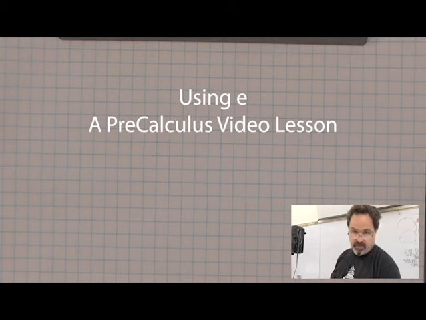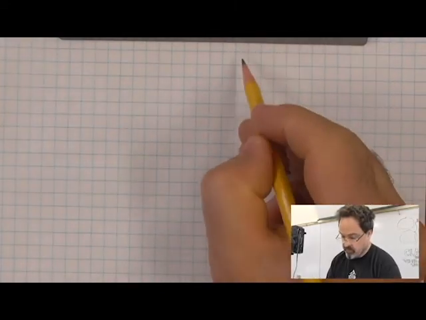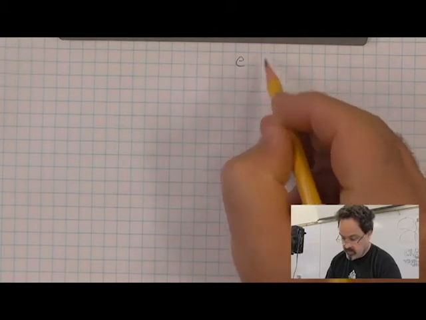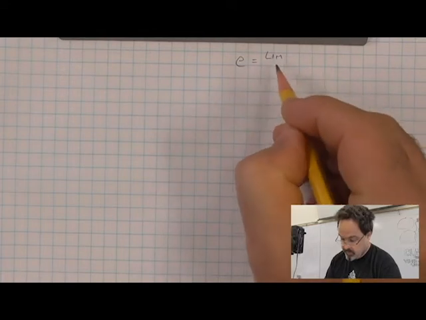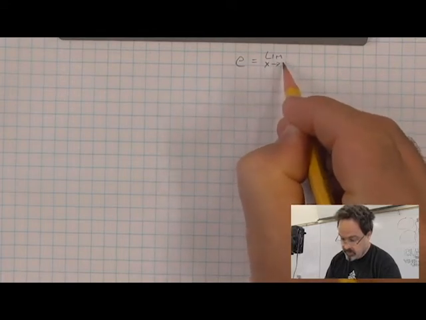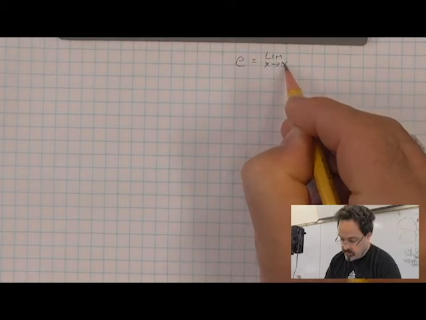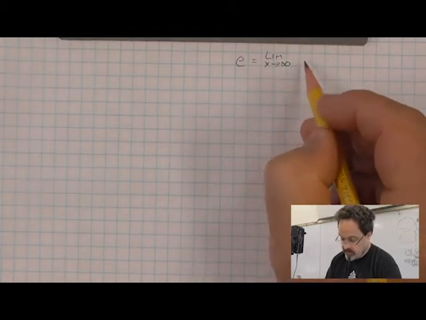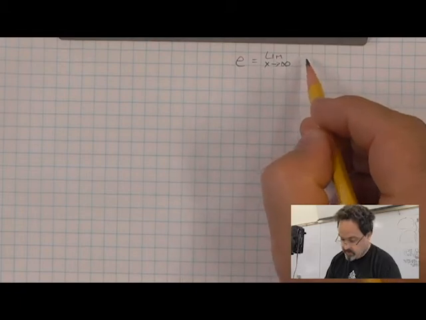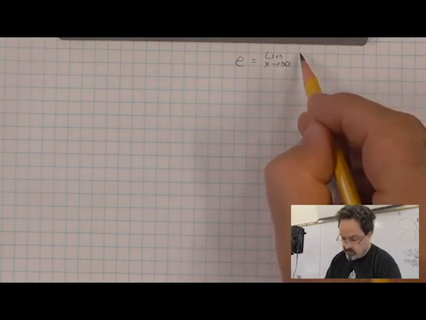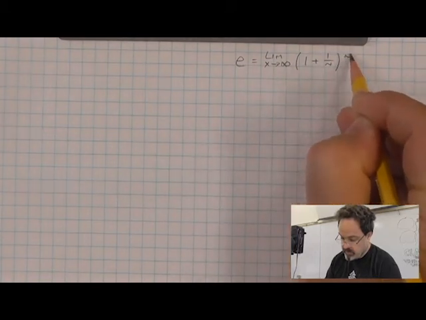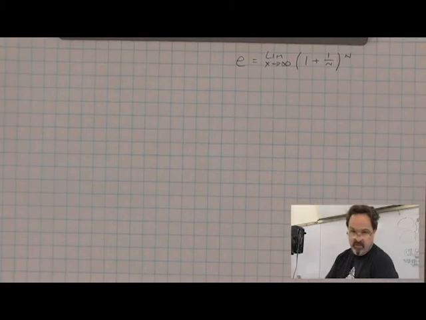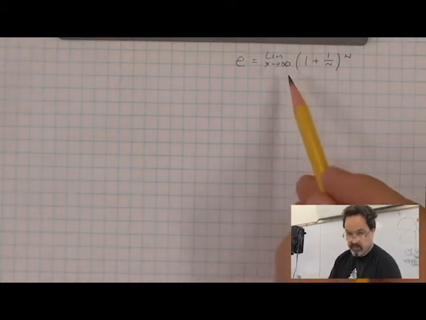Pre-calculus content lesson, we're going to talk about using e. Let's remind ourselves that e is a special number from a previous lesson. It required a limit to define it, to discover it. e is defined as equal to the limit as n approaches infinity of (1 + 1/n) to the n. We needed calculus to create this.